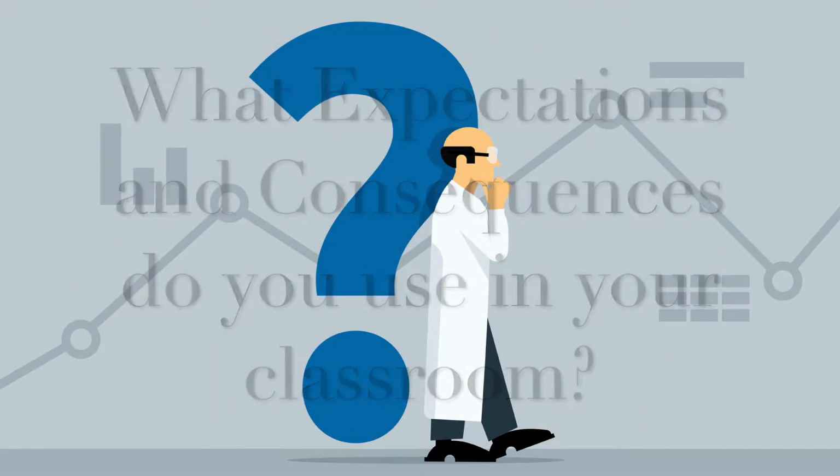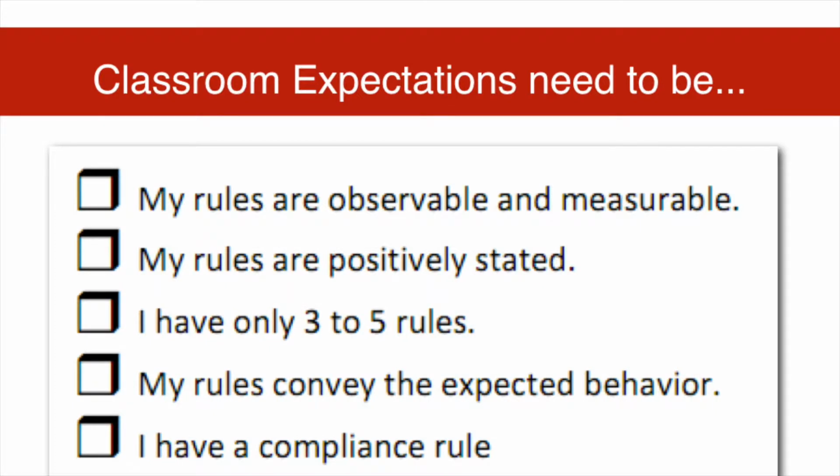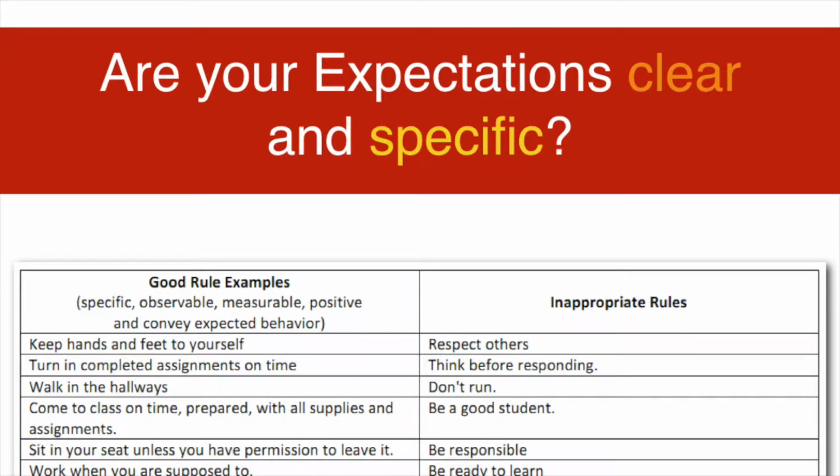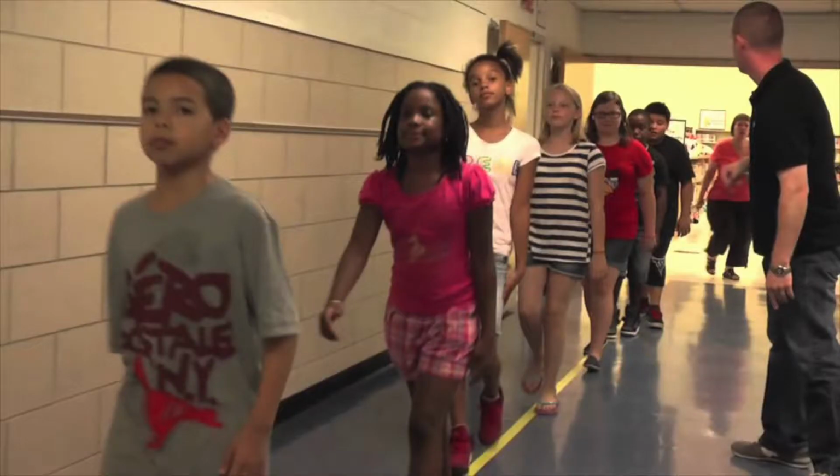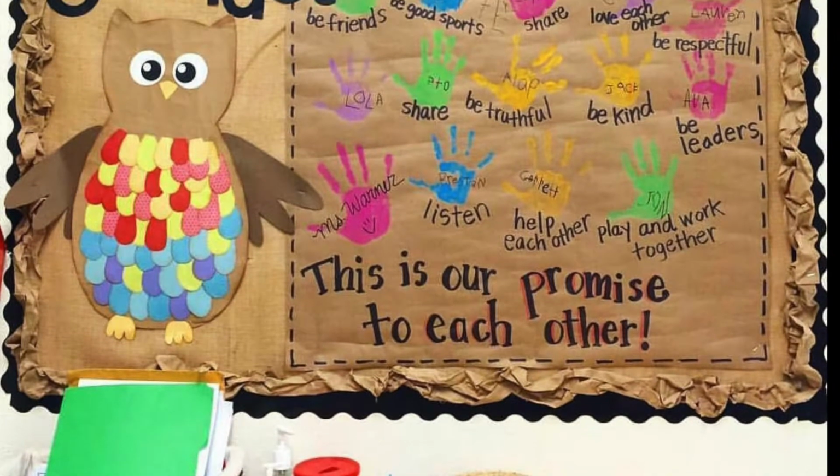So your classroom expectations need to be observable. They have to be able to be seen. They should be stated positively. Don't use a lot of don'ts. Respect others is not clear enough. Kids don't know what that means. What will you see when students are respecting others? Don't run is a negative expectation. It's best to use walk in the corridor, which is positive.